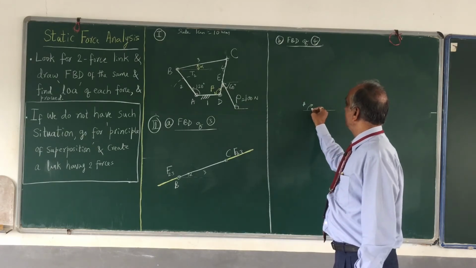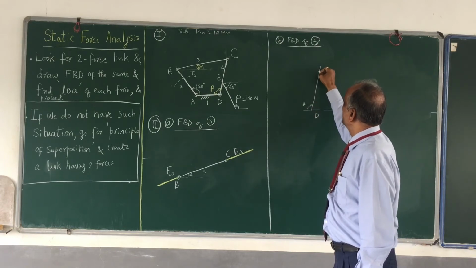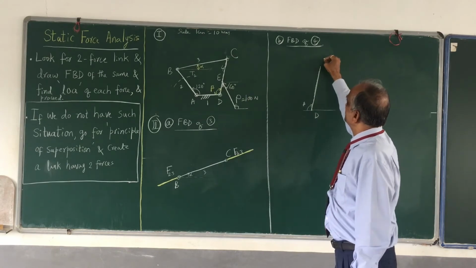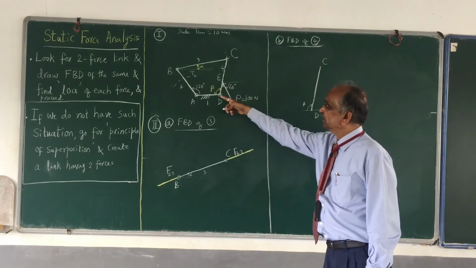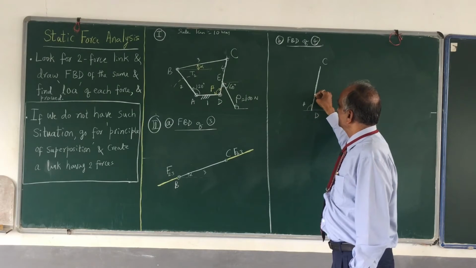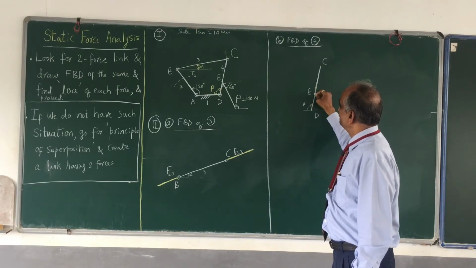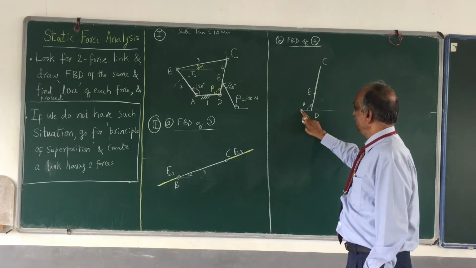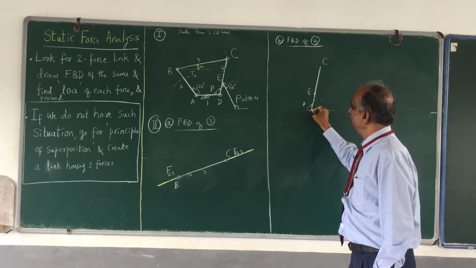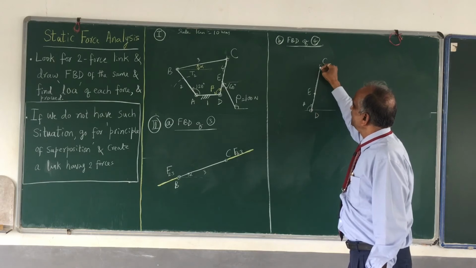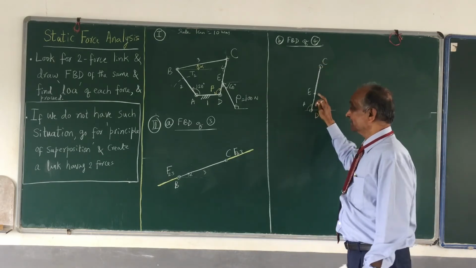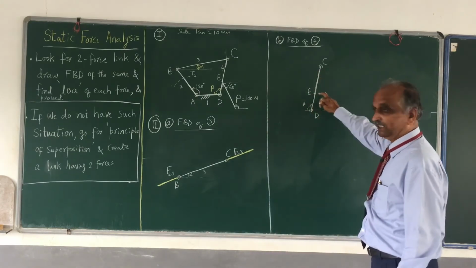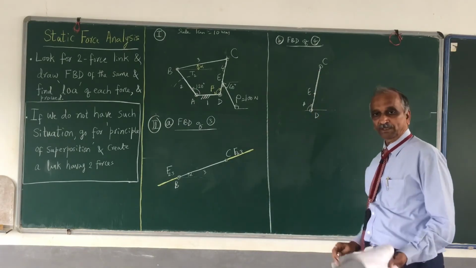Then starting from D, draw this line, as long as the link. This is C. Then I also have somewhere E. Join this and draw this point E. Okay, at point D you have a turning pair, and at C you have a turning pair. Remember, at E you don't have a turning pair. Don't draw a small circle at point E.